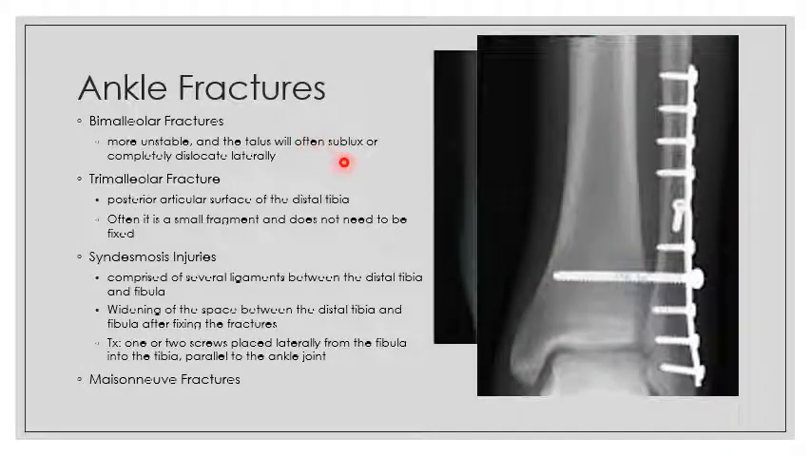So bimalleolar fractures are considered unstable, and the talus will often sublux. Trimalleolar fractures, basically you have a fracture of the lateral and medial malleolus with a posterior malleolar fracture, and usually if it's a small fragment we don't need to fix that.